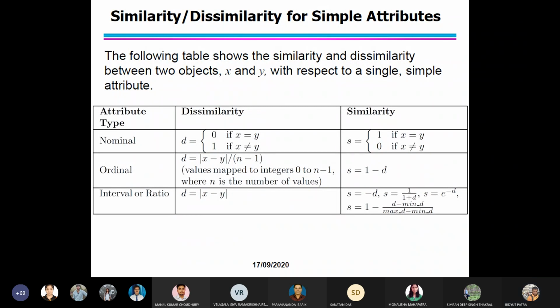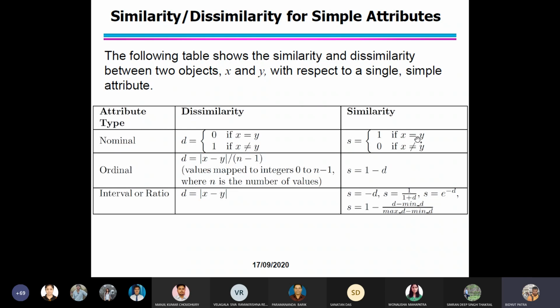So let's say X is red and Y is blue. If it is the same, then we'll say 1. This is a similarity measure, so we should go here. If both objects have the same color, then we'll say the objects are the same, so the similarity value will be 1. And if it is not, then it will be 0. We cannot do more than that.